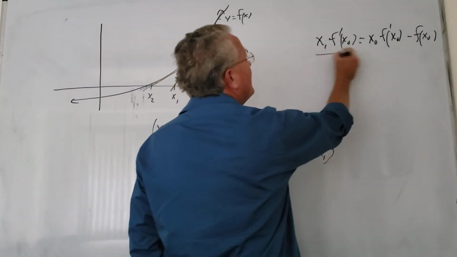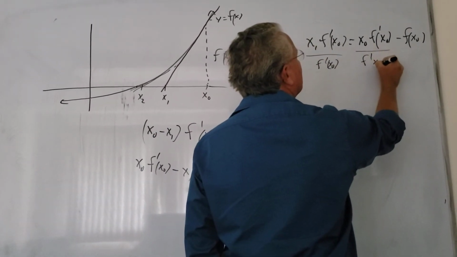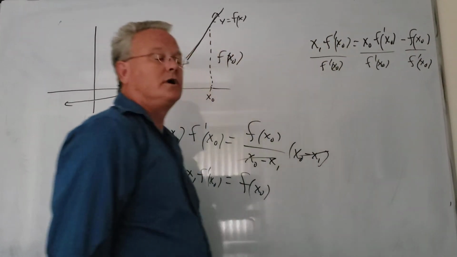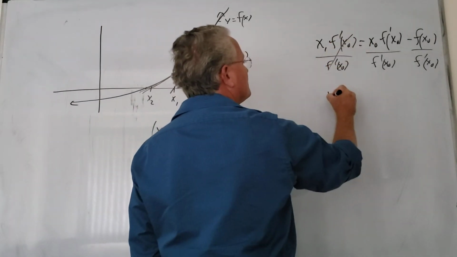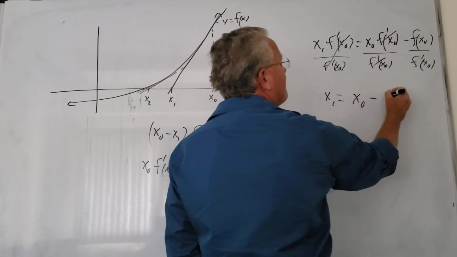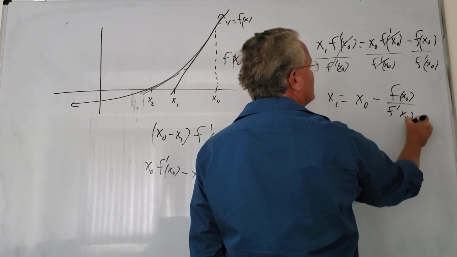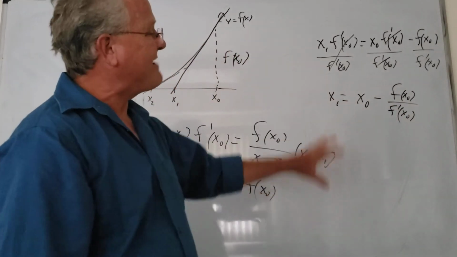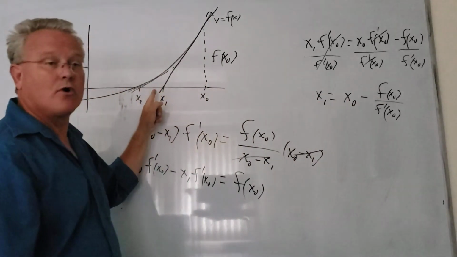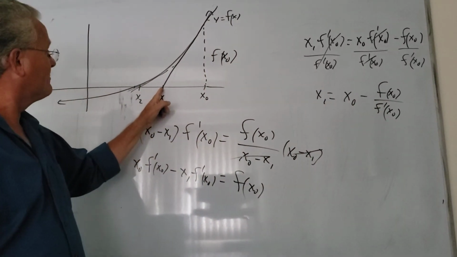So if I divide everything by the derivative here, we get this. As we can see, those cancel. We're left with x1. Here, again, those cancel. We get x0 minus f of x0 divided by the derivative at x0. So this is our formula. When I pick an initial point, x0, how do I find the next point, x1? Well, here's our formula.